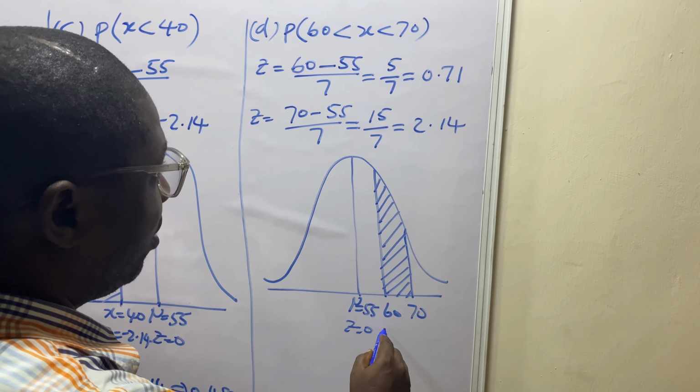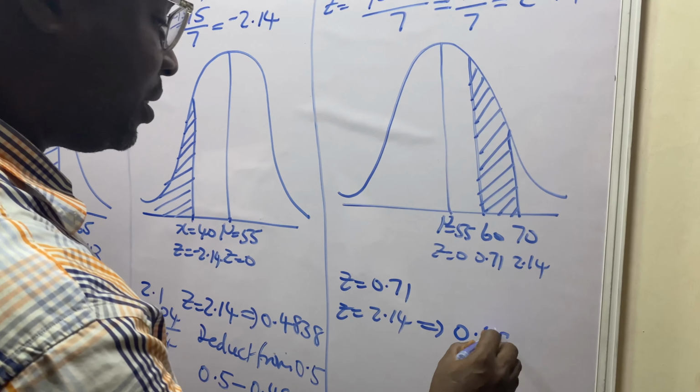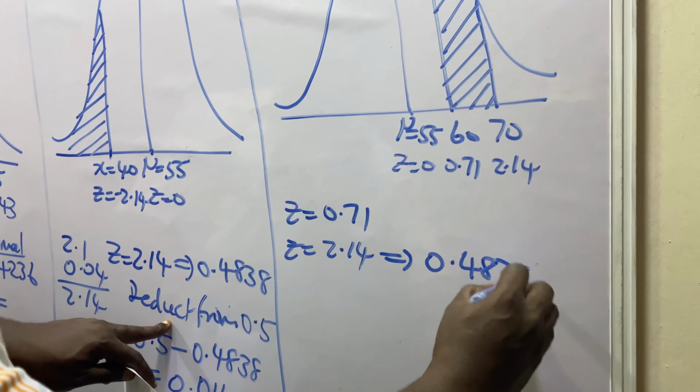So we'll quickly write this down so that we don't forget. Z-score of 0.71, and then Z-score of 2.14. Permit me, I'm going to just reproduce this value here. We have 2.14 here. It's the same thing, whether it's negative or positive. So I'll just quickly transfer this here, 0.4838. That's what we already have.